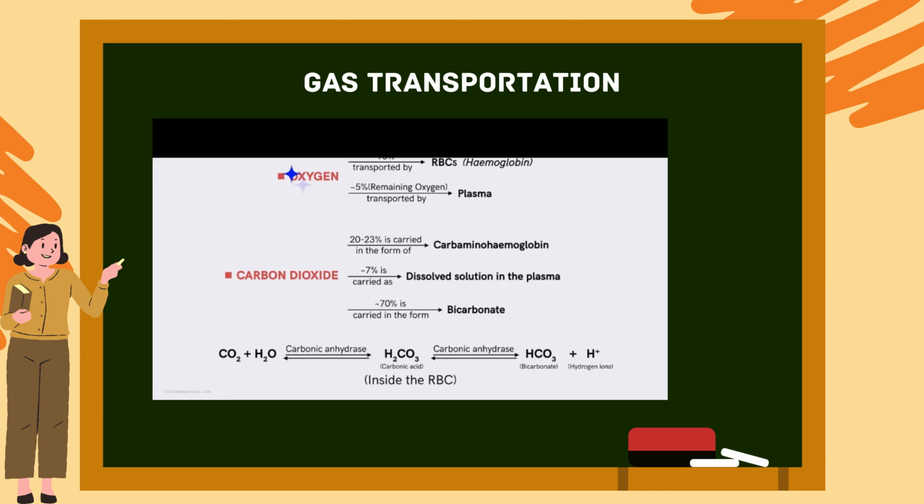In a nutshell, the majority of oxygen is transported by binding to the hemoglobin protein. On the other hand, carbon dioxide is transported mostly in the form of bicarbonates in the RBCs, and the remaining in the form of carbaminohemoglobin in the RBC and dissolved carbon dioxide in the plasma. This is how transport of the two gases is carried out.